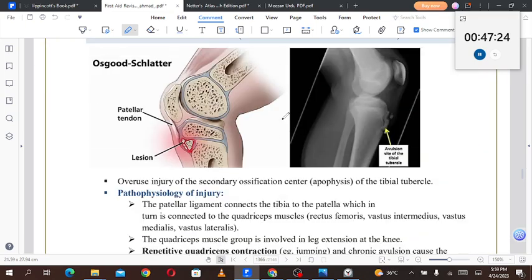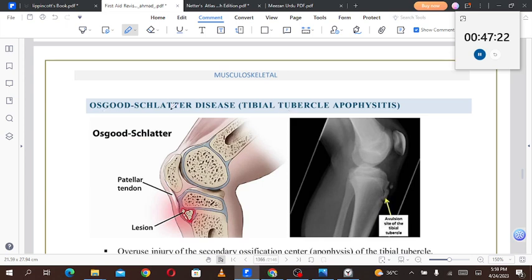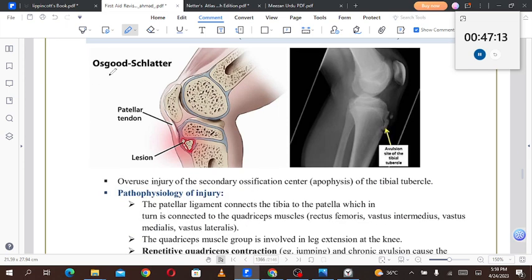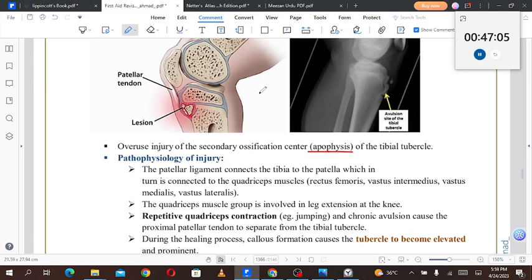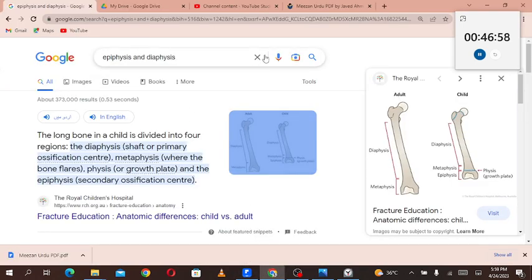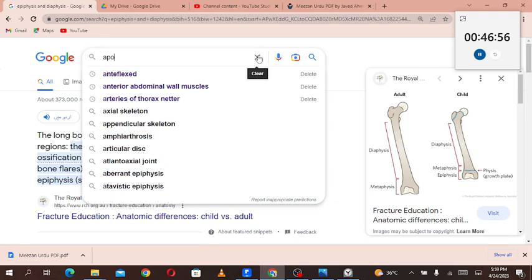So the next page is about Osgood-Schlatter disease, or tibial tubercle apophysitis. It is an overuse injury of the secondary ossification center, the apophysis, of the tibial tubercle. So there is a secondary ossification center called the apophysis, like epiphysis and metaphysis. Now we have apophysis as well.